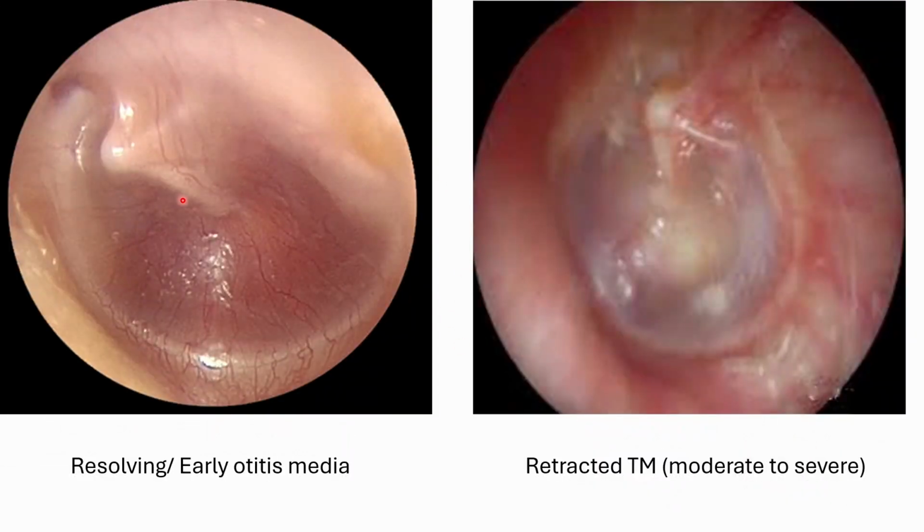It looks like this is the picture of resolving acute otitis media. And here this is again the retracted tympanic membrane. For retraction there are different stages, most commonly classified by the Sadé classification.